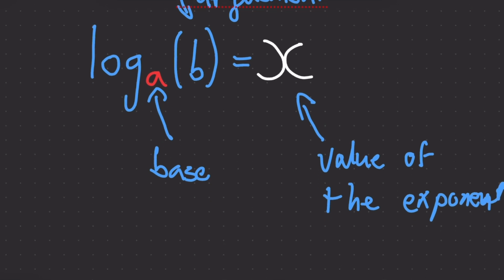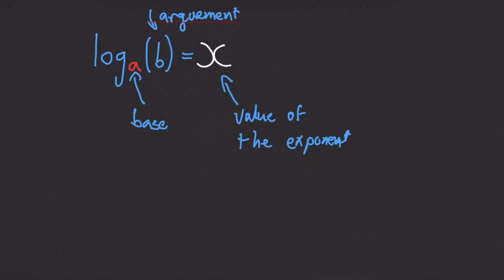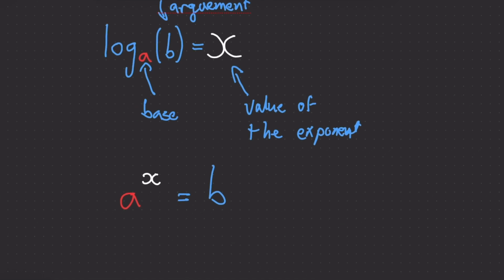To visualize this better, we can rewrite a log statement as such: a to the power of x is equal to b. So what this helps us to do is that we can find the missing exponent when we're given the value of the argument and the base. So let's use this for our previous example.